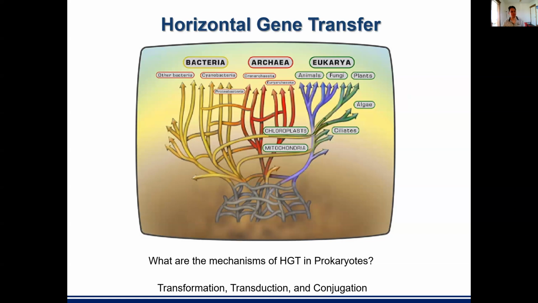And then conjugation. This is probably the one that most people think about when they think of horizontal gene transfer. This is essentially where the donor bacterium transfers DNA to the recipient by forming that sex pilus. So almost by mating, if you want to view it that way. It's not really mating, but there is contact between the two bacteria, and then the one transfers its genes to the other one.